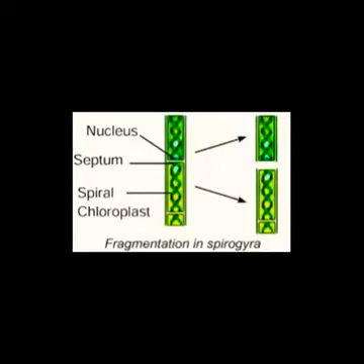Today we are going to discuss the next process of asexual reproduction, and that is the fragmentation process. Now, as its word indicates, students, fragmentation means what? That is, the fragments are forming. Now, in which organism does this fragmentation process take place? So, in your syllabus, you have the fragmentation in Spirogyra.